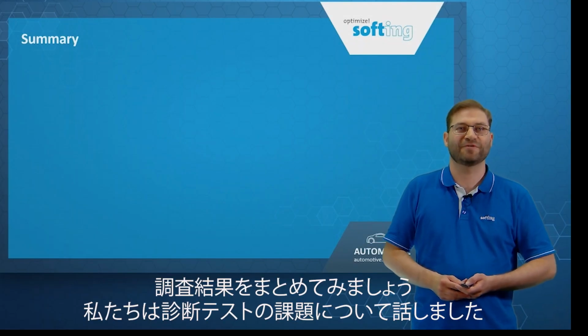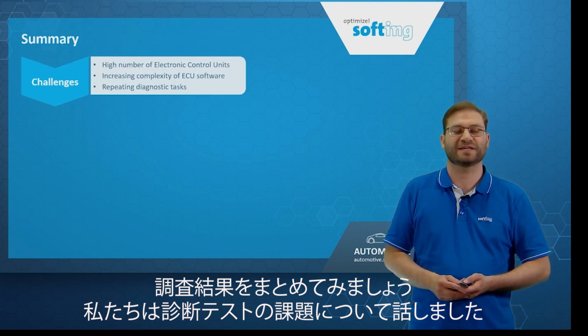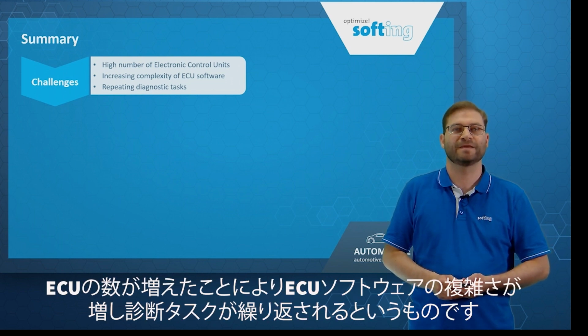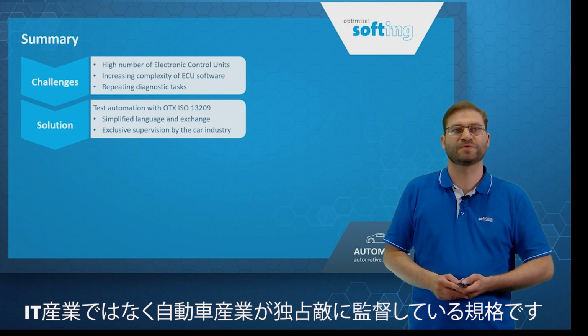Let's summarize our findings. We talked about the challenges of diagnostic testing, including a high number of electronic control units, increasing complexity of the ECU software, and repeating diagnostic tasks. The solution is test automation with the OTX ISO standard 13209, which gives us a simplified language and exchange. We get an exclusive supervision by the car industry and not the IT industry.